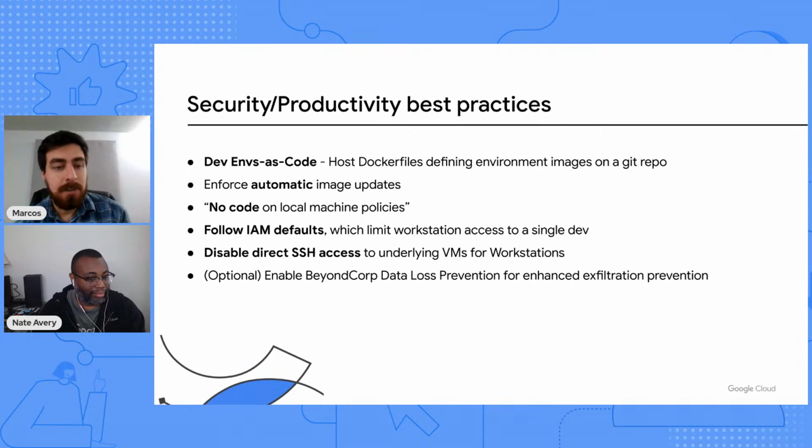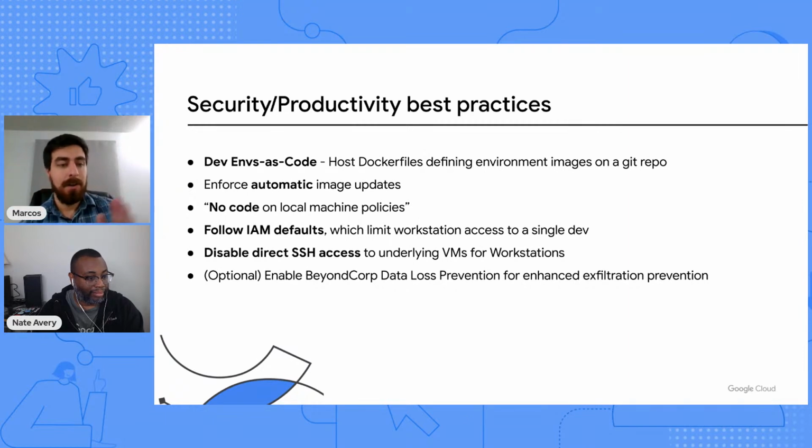Third policy here is essentially no code on local machines. This is essentially tied to the exfiltration items I mentioned before. Key idea here is essentially closing the loop on areas where developers can access code, so that the main and the only place they can access code is via cloud workstations.